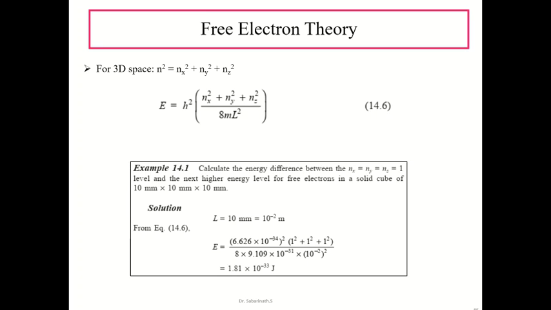h is Planck's constant, which is equal to 6.626 into 10 raised to minus 34, and in the case of n, that is nx square plus ny square plus nz square, that is 1 plus 1 plus 1, and the whole divided by 8 into m, the mass of the free electron, which is equal to 9.109 into 10 raised to minus 31, and into L square, that is 10 raised to minus 2 the whole square. When solving, we get the kinetic energy E is equal to 1.81 into 10 raised to minus 33 joules. So this is the energy difference between the two energy levels.